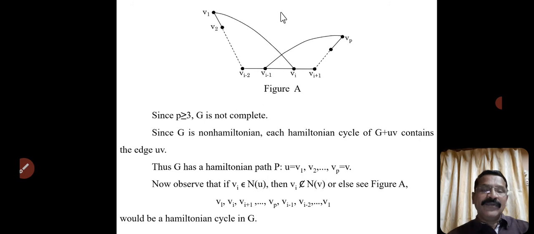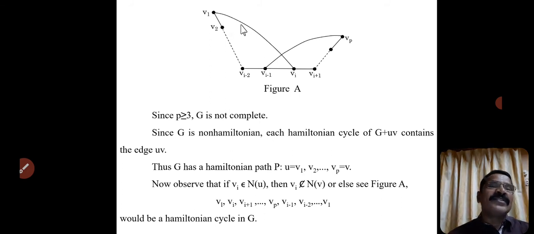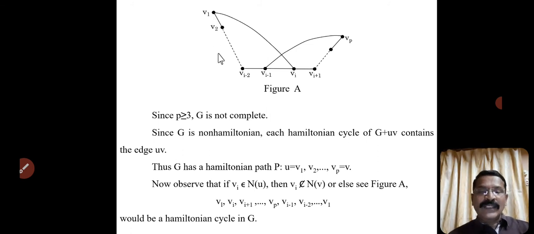Here we observe it starts with v1, next it is vi, and so on, then vi plus 1, and so on, up to vp. Then we come back like this: vi minus 1, then vi minus 2, and so on, down to v2, v1. This would be a Hamiltonian cycle in G.